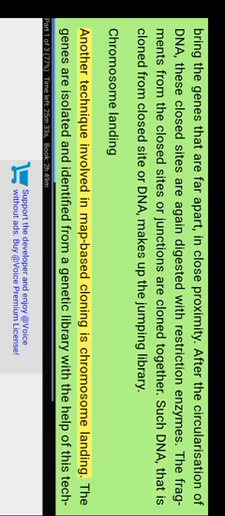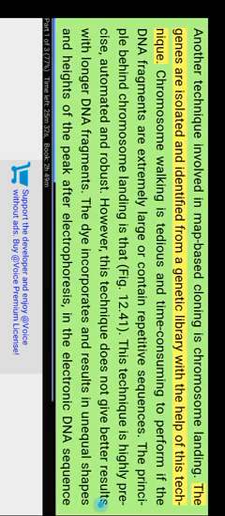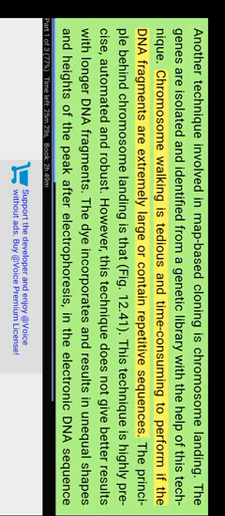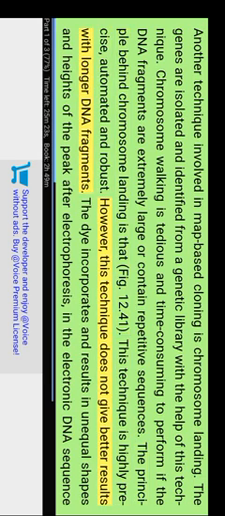Chromosome landing. Another technique involved in map-based cloning is chromosome landing. The genes are isolated and identified from a genetic library with the help of this technique. Chromosome walking is tedious and time-consuming to perform if the DNA fragments are extremely large or contain repetitive sequences. The principle behind chromosome landing is shown in figure 12.41. This technique is highly precise, automated, and robust. However, this technique does not give better results with longer DNA fragments.